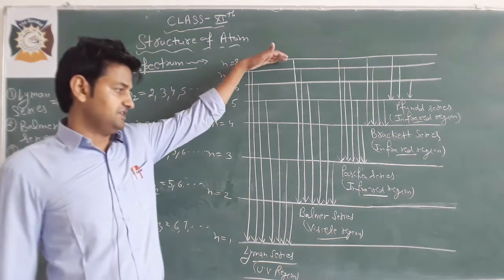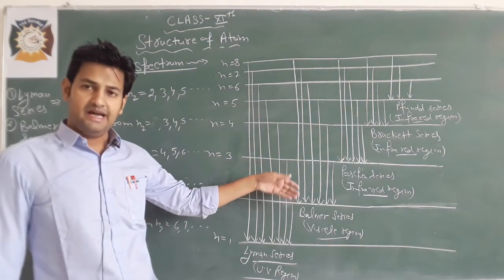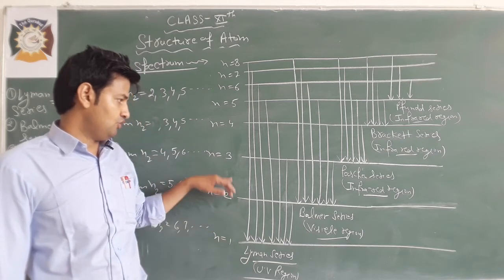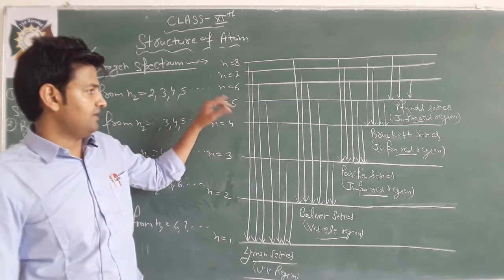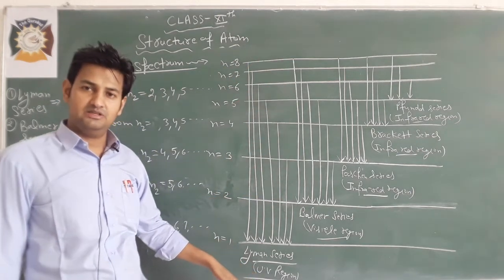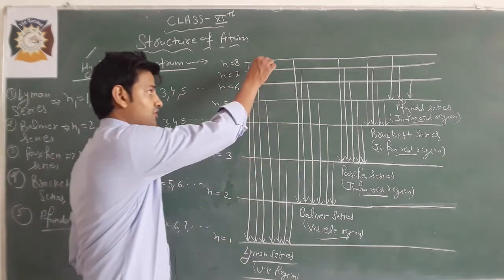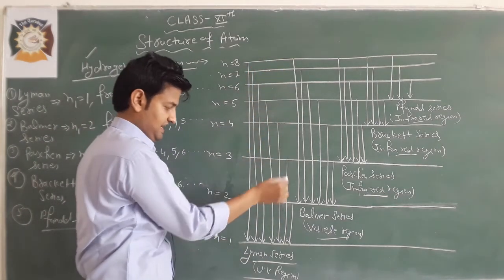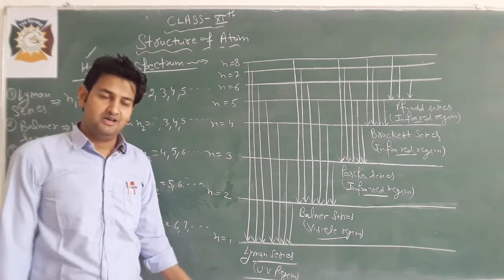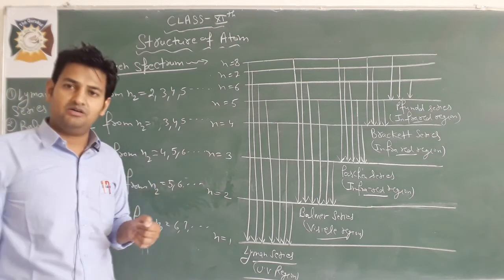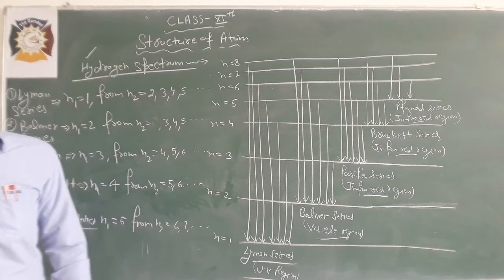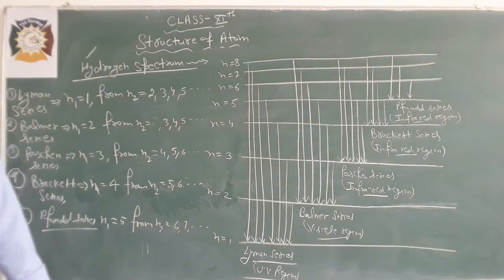These are the excited states of the electron and these are their ground states. For the Lyman series n1 is 1, for Balmer 2, Paschen 3, Brackett 4, Pfund 5. The electron can jump to different energy levels. The electron will not flow, it jumps from one energy level to another, and the wavelength can be calculated according to the Rydberg formula. So students, this is our hydrogen spectrum. Let's start some numerical portion based on this.